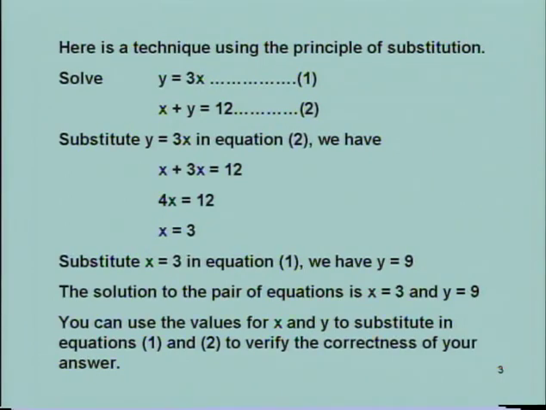That's equation 2. And we have x plus, instead of y, we write the value for y, which is 3x. So we have x + 3x = 12. x + 3x will give us 4x. 4x = 12. What number multiplied by 4 will give us 12? Obviously, it's 3. So if we substitute x = 3 in equation 1, that is the first equation there, we have y = 9.